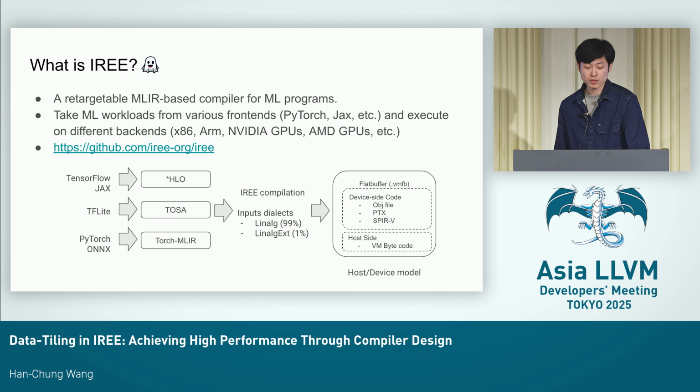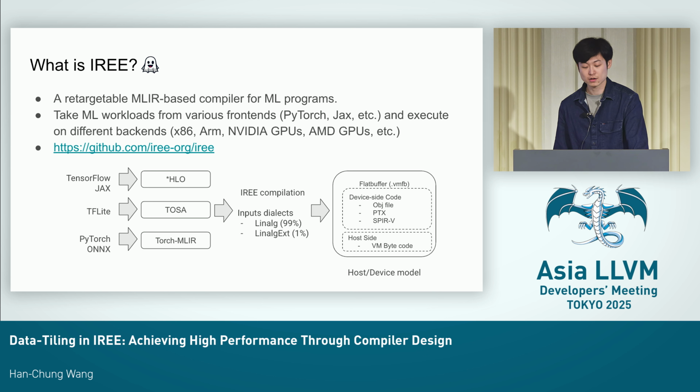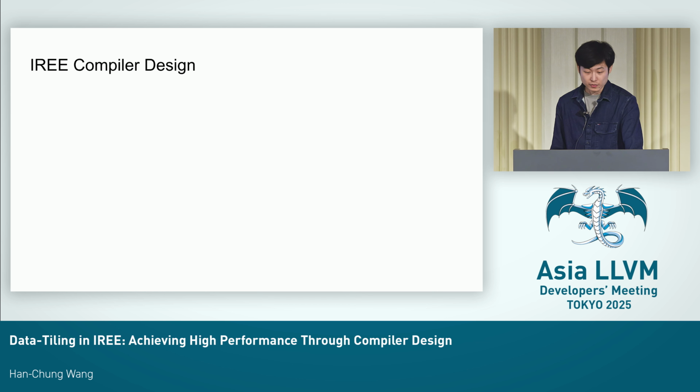IREE's programming model is the host-device programming model. The terminology used here comes from the classic accelerator world. There are hosts and devices. What the IREE compiler does is partition your program into host code and device code. The host code schedules the work that needs to be done, and the device code actually executes the work.